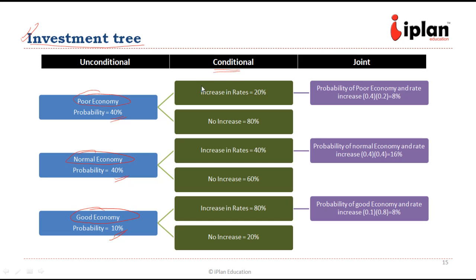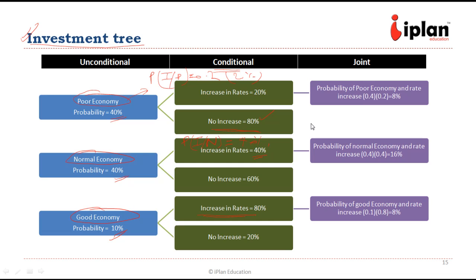Now there is conditional probability. When the economy is poor, this is already given. What is the increase in rates? So I given poor economy, the probability is 0.2 or 20%. And given the economy is poor, the possibility of no increase in interest rate is 80%. Similarly, given the economy is normal, the conditional probability of increase in rate is 40%. Probability of increase in rate given normal economy is 40%. Similarly, for good economy, the probability is given for increase in rates given the economy is good.